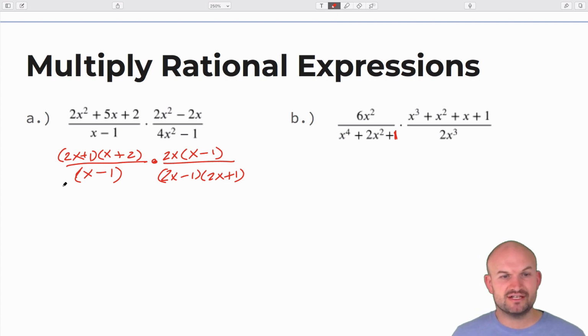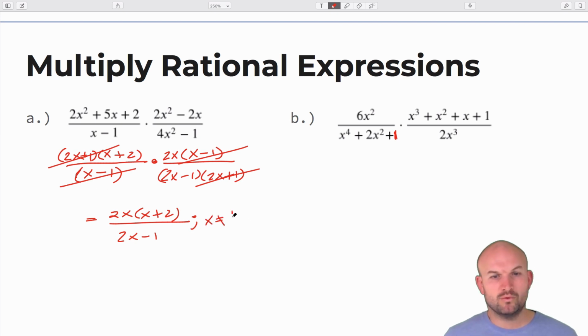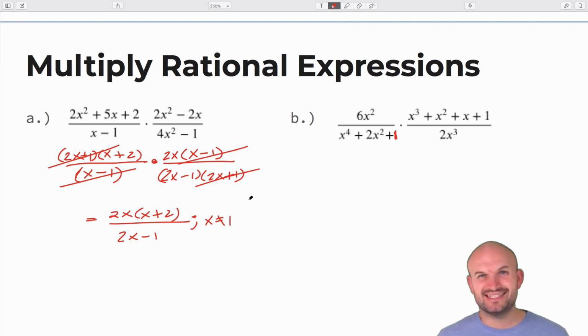That's just going to leave us here with a 2x times x plus 2 all over a 2x minus 1. Okay, with my restricted values of, let's see, x cannot equal 1/2 or just 1. And then if I was to set these equal to 0, that would be plus or minus 1/2.